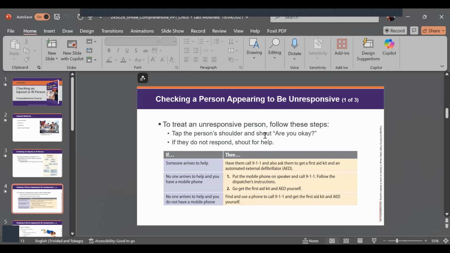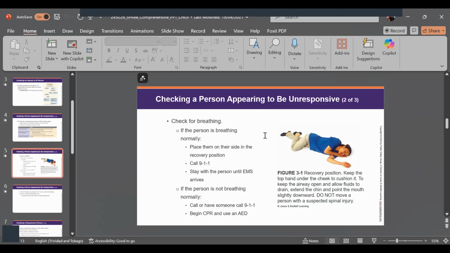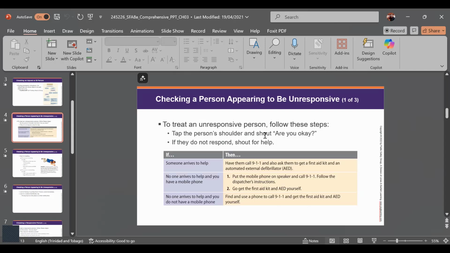Nowhere here did we say anything about cuffing the person, kicking the person, or, as you would see in some of those TV shows, throwing a bucket of water on them. No, we're not doing that. Okay? And this is part of checking for consciousness.